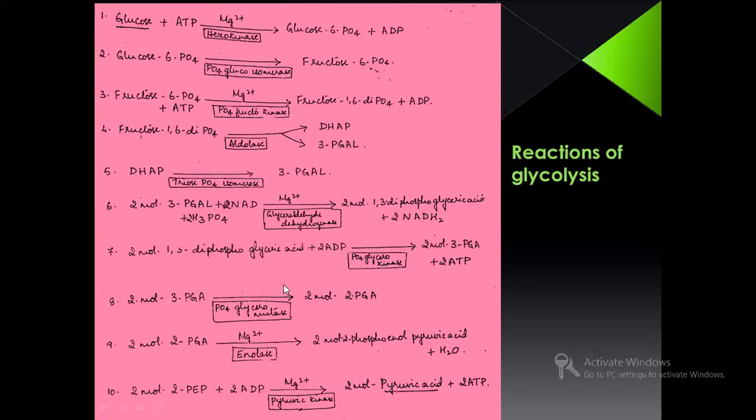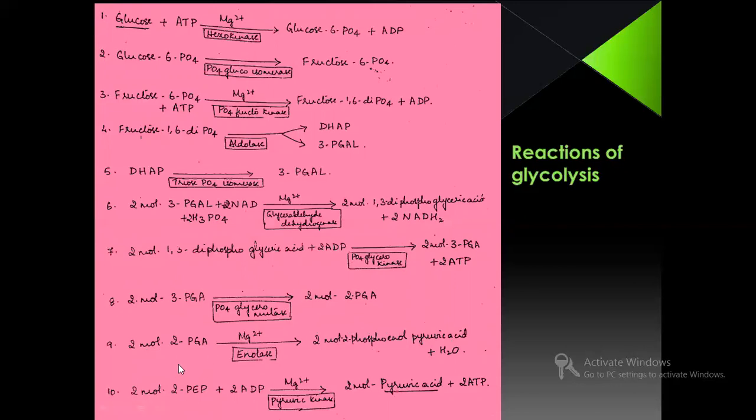And these 2 molecules of 3-phosphoglyceraldehyde are then converted into 2 molecules of 2-phosphoglyceraldehyde in the presence of phosphoglyceromutase. And again, these 2 molecules of 2-phosphoglyceraldehyde, in the presence of enzyme enolase and magnesium ions, lose a molecule of water, resulting in the formation of 2 moles of 2-phosphoenol pyruvic acid, what we call as PEP.